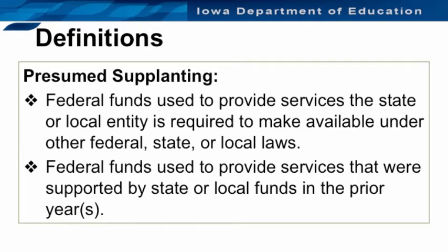It's presumed to be supplanting when federal funds are used to provide services that the state or local entity is required to make available under other federal, state, or local laws, and if federal funds are used to provide services that were supported by state or local funds in the prior year or previous years.